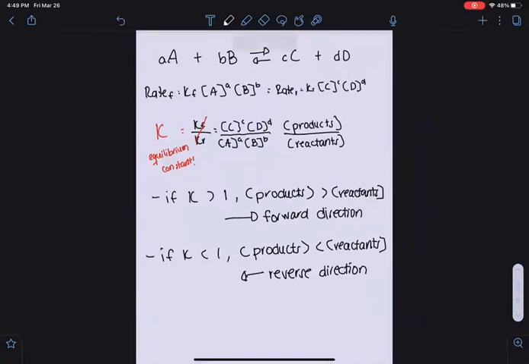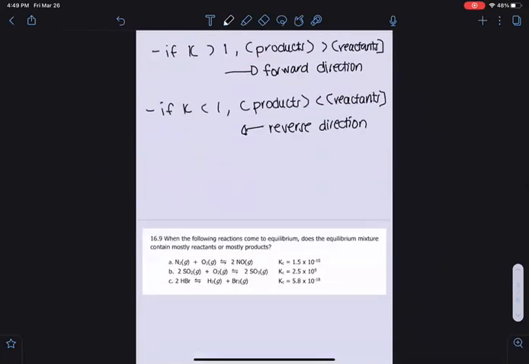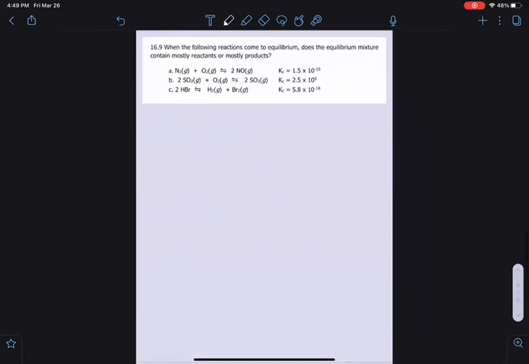So now that we know this, we can apply it to the problem. Reading the problem again, it says, when the following reactions come to equilibrium, does the equilibrium mixture contain mostly reactants or mostly products? So let's look at A. First of all, let's check if our equation is balanced. There are 2 nitrogens and 2 oxygens on each side, which is perfect. When we look at the value of K, we see that K equals 1.5 times 10 to the negative 10. So K is less than 1.